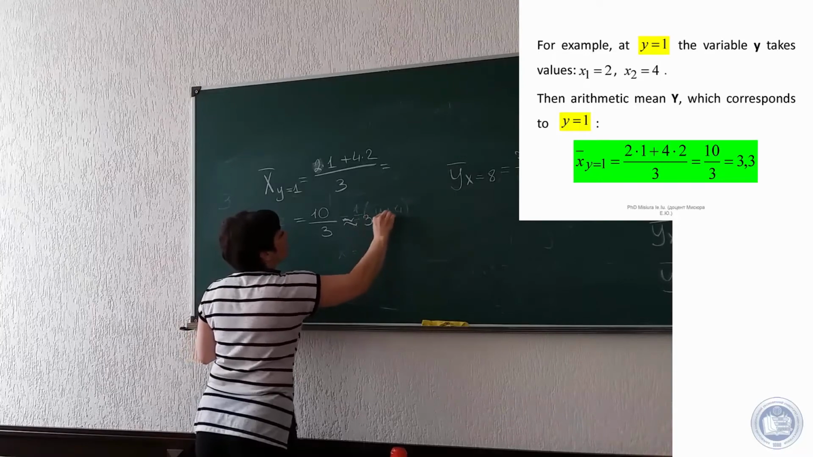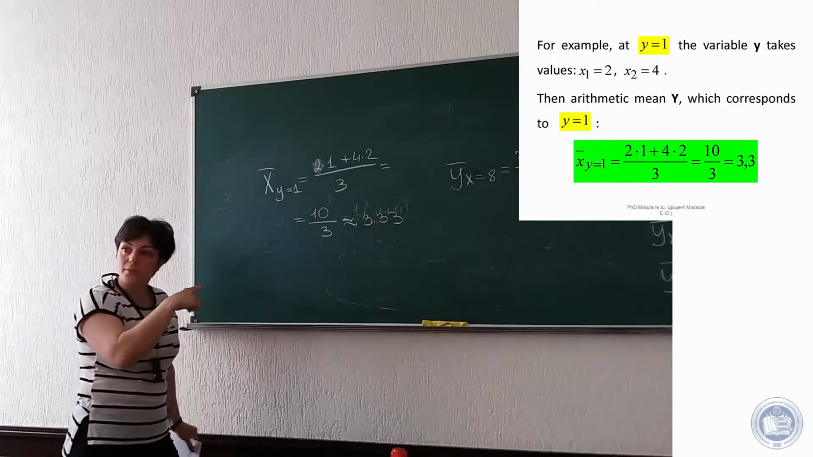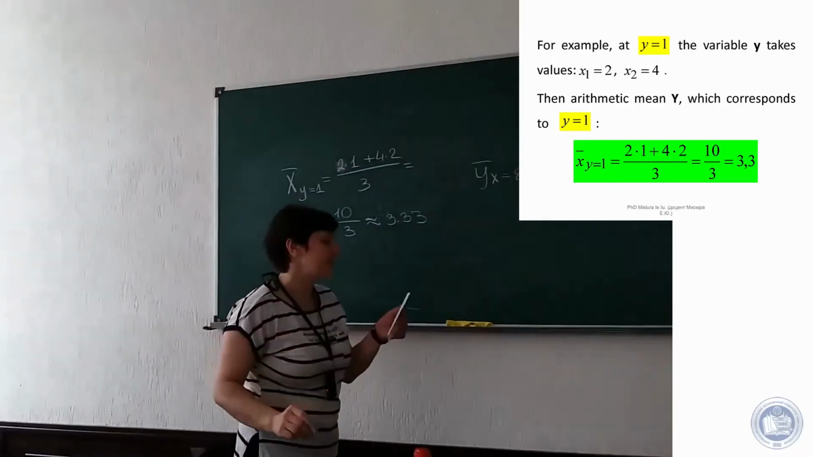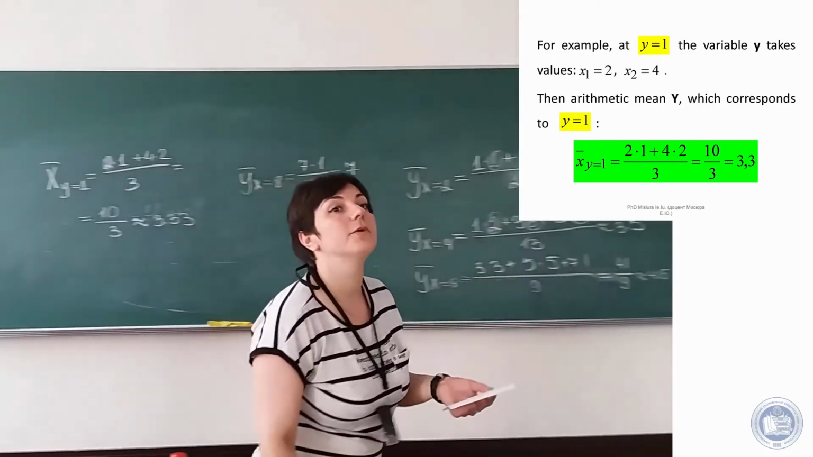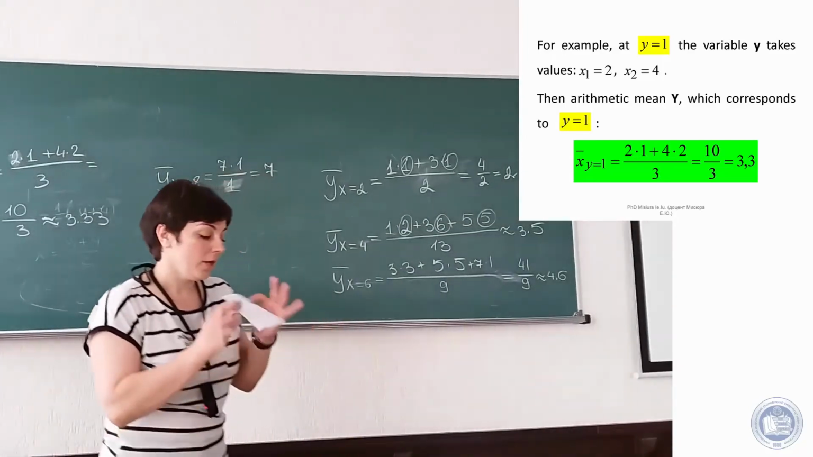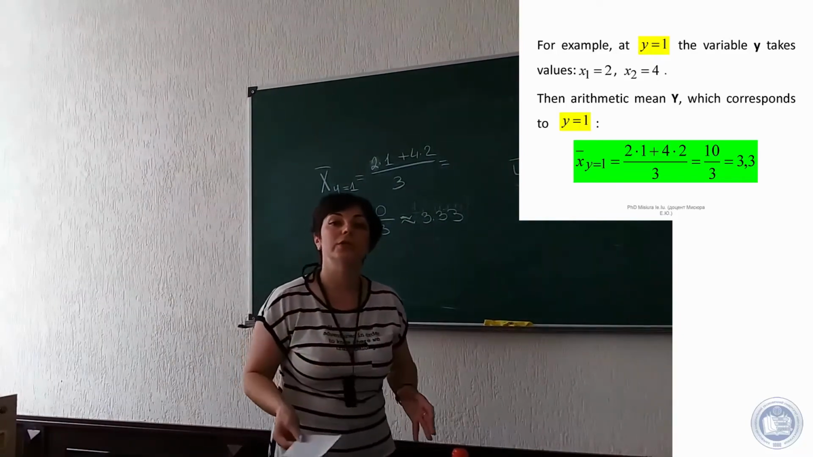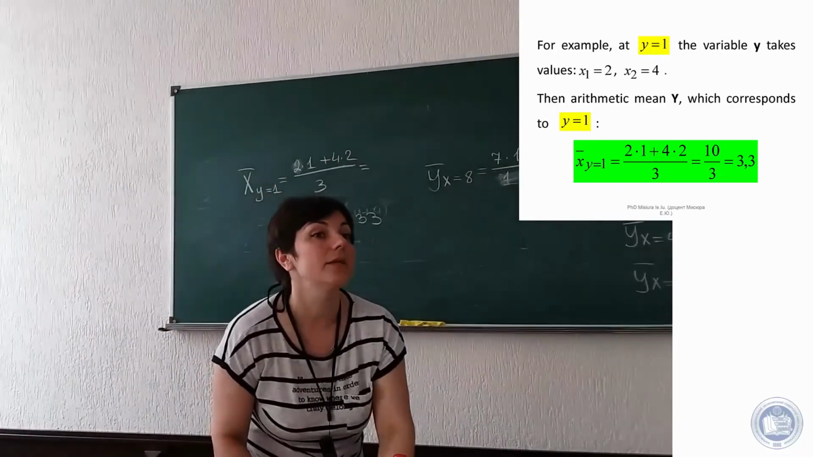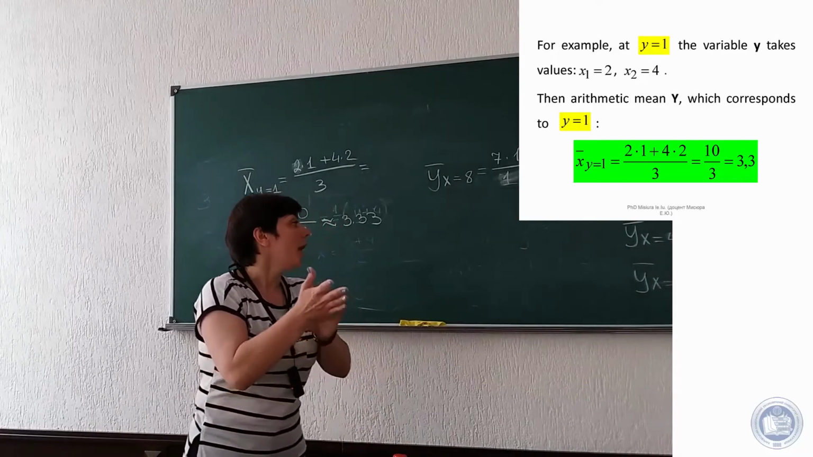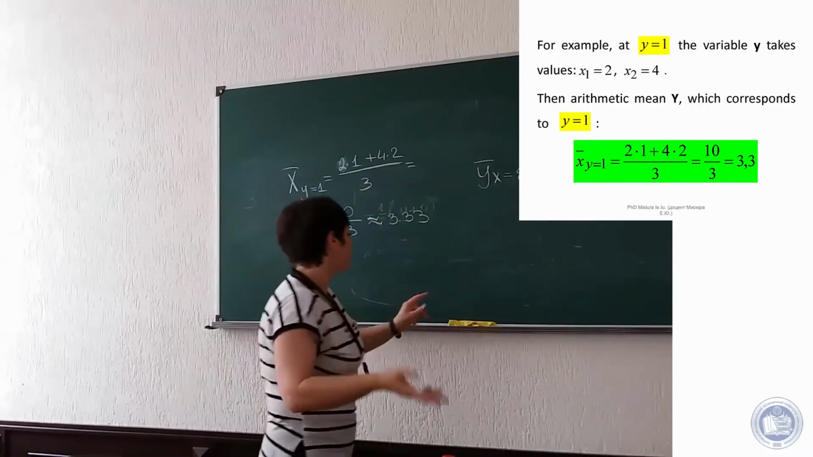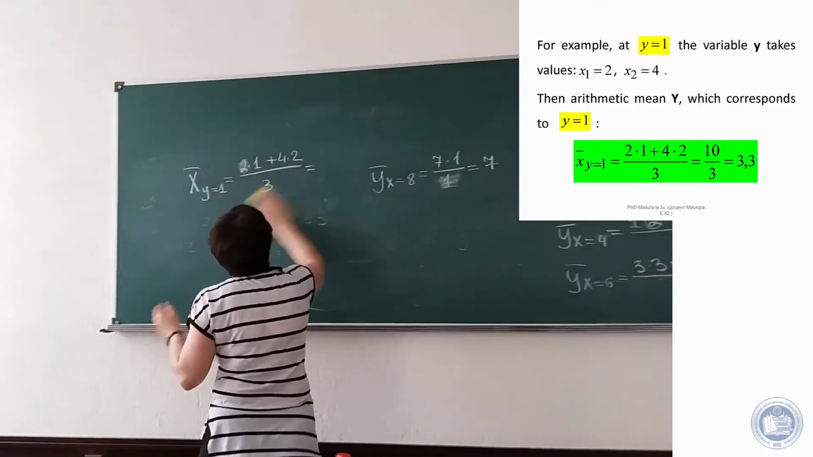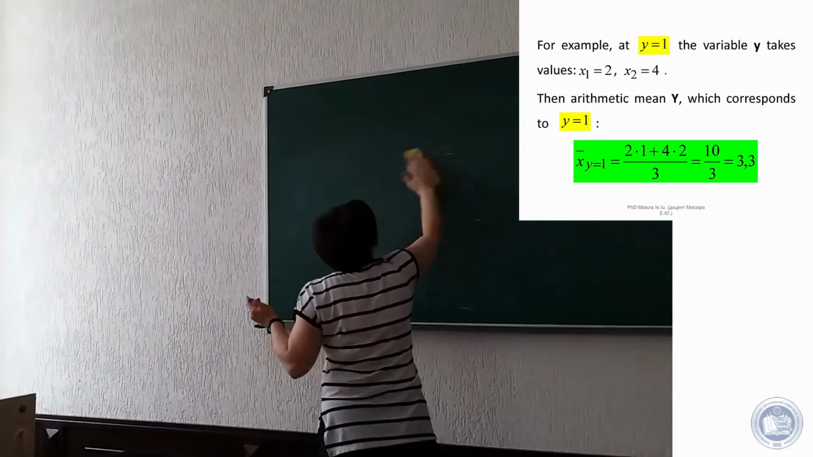Okay, 3.33. Is all clear? Students, if you have this table of values x and y, you can take correlation dependence. То есть вы можете получить корреляционную зависимость between x and y. Students, in order to get this dependence, let's draw this graph.